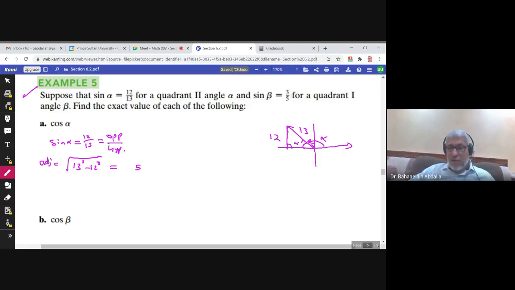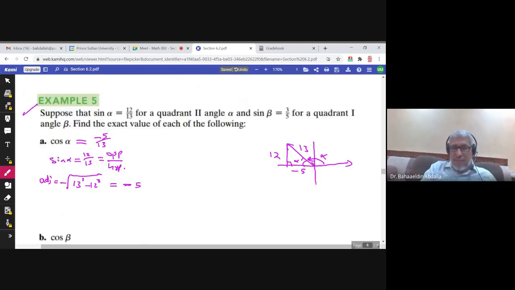But put in your mind that we are in the second quadrant, so x here is negative, so the adjacent has to be negative. So the adjacent is negative 5. What do we need? We need cosine alpha. Well, cosine alpha is negative 5 over 13, the adjacent over the hypotenuse.